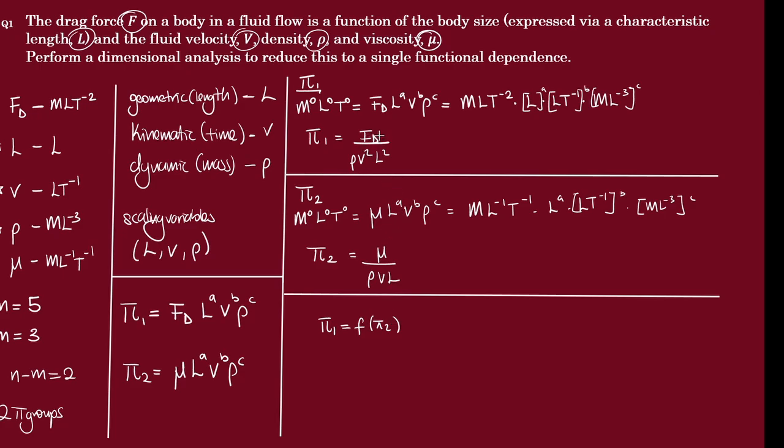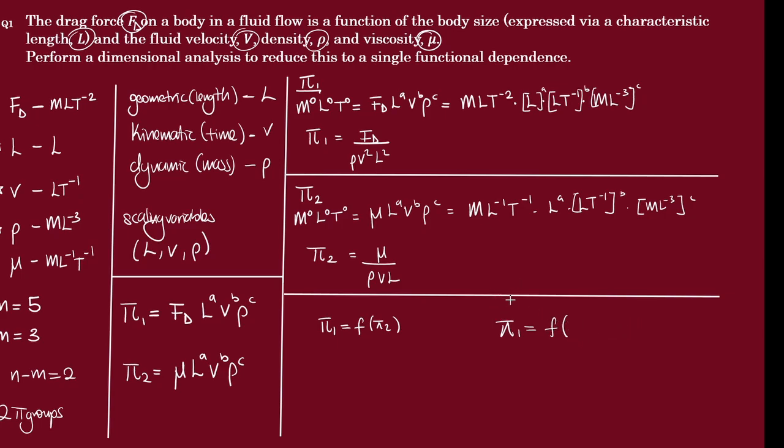Okay, remember the drag force is a function of the size, length, velocity, density, and viscosity. So that means the pi term, the dimensionless group that has the dependent variable F of D, is going to take the lead, and everything else is going to be a function. If you had multiple pi terms, then pi 1 was the one that had the dependent variable. It would be a function of pi 2, pi 3, pi 4, etc. Okay? So that's all there is.